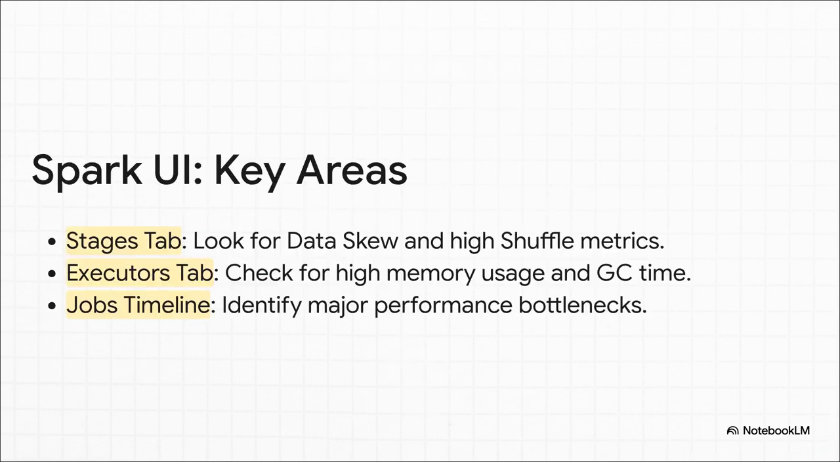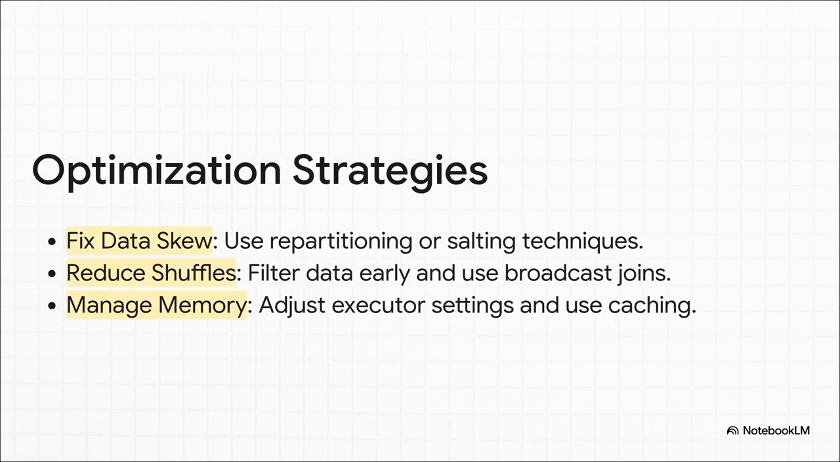The jobs timeline gives you the 10,000-foot view, but the real clues, the smoking guns, are buried in the Stages and Executors tabs. You're hunting for villains like data skew, where one poor task gets slammed with all the data, or a huge shuffle, which means Spark is just wasting tons of time moving data around. And the best part is, once you find a clue, there's a whole playbook of fixes. You see data skew? You can repartition your data. See a ton of shuffling? Maybe you can filter your data earlier or use a broadcast join. For every problem you spot in the UI, there's a known strategy to try.